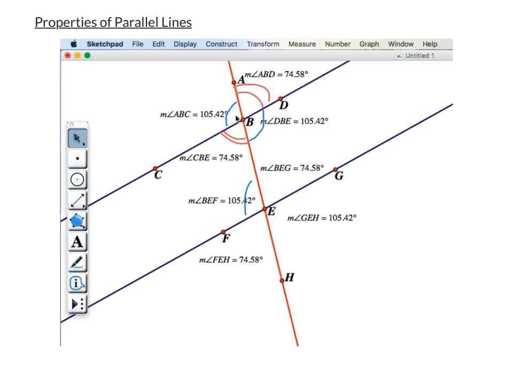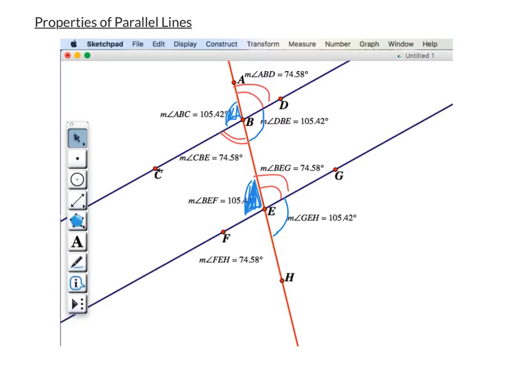And what do you remember the name for this pair of angles? They are the corresponding angles, and ABD is congruent to BEG, same measure, 74.58, and DBE angle is congruent to angle GEH, same measure. So from here you can see that when the two lines are parallel and they're cut by a transversal, the corresponding angles are congruent. How about the alternate interior angles?